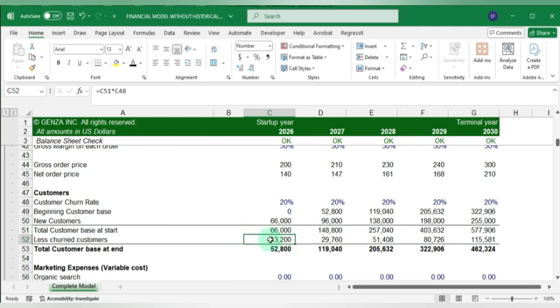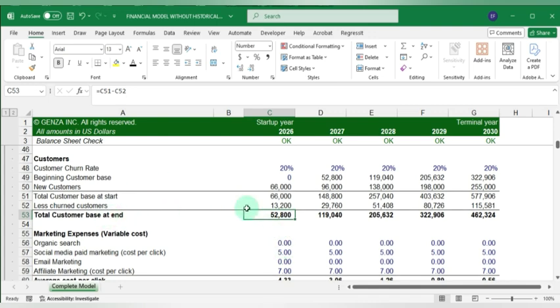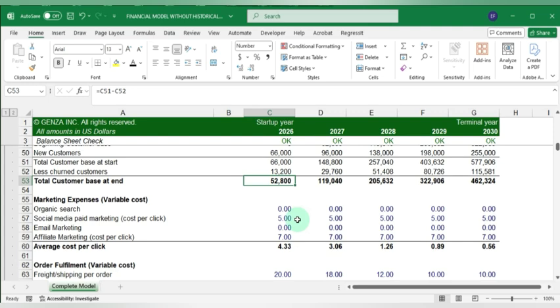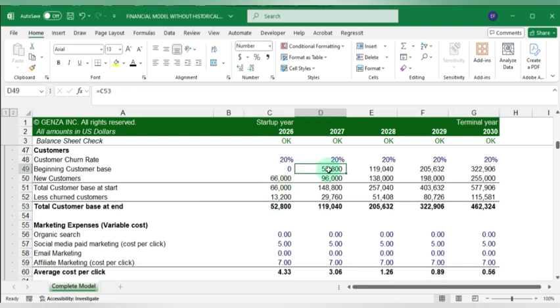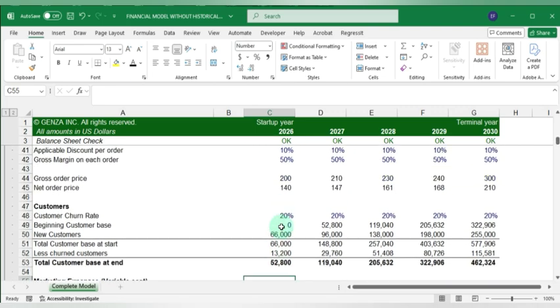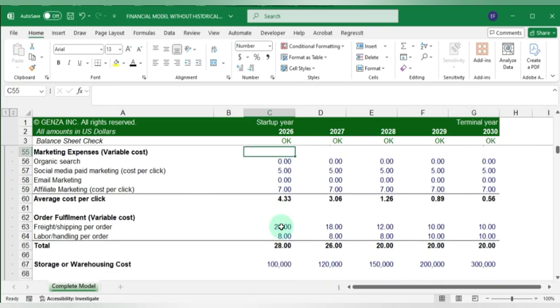We less our churned customers, which is the multiplication of the churn rate by the total customer base at the start of the period. Then we subtract the churned customers from the total customer base to obtain our customer base at the end of the period. So the end of the period customers become the beginning period customers, and then we add new ones, and it follows that corkscrew movement. So all of these are going to help us in building our income statement up to EBITDA.